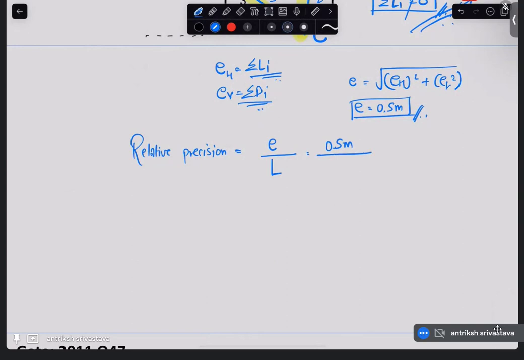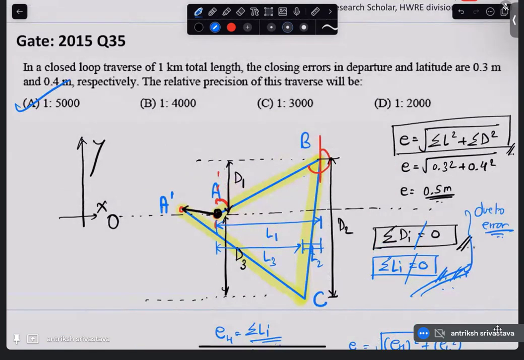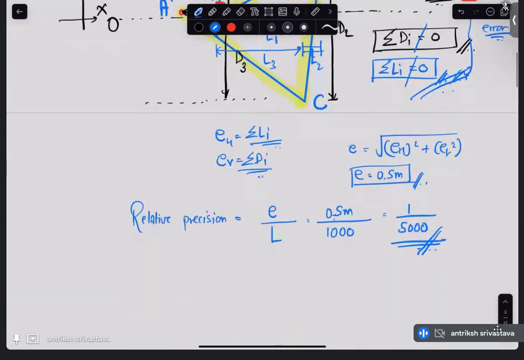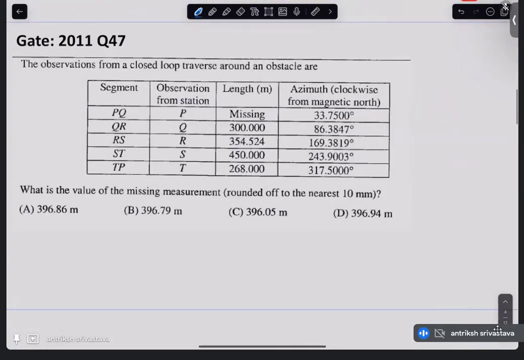So when you put in the values of 0.5 meters divided by 1 kilometer, that is 1000 meters, you end up with the value of 1 by 5000. That is your answer. So A is the correct answer. So I hope you understood something from this question. Okay, let's go to the next question.